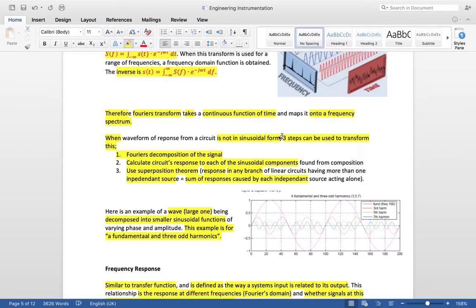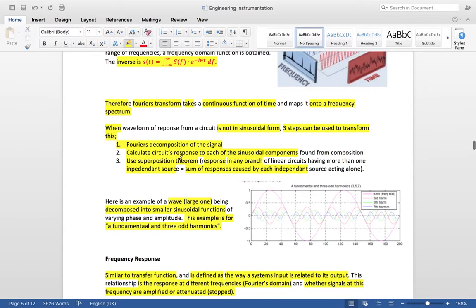And when the waveform is not in sinusoidal form, then you have to take three steps to convert this into sinusoidal form. Step number one, the Fourier decomposition of the signal, and then step number two, calculate the circuit's response to each of the sinusoidal components. So you need to find the response to each of the sinusoidal components, and the third one is the superposition theorem to find the missing part.